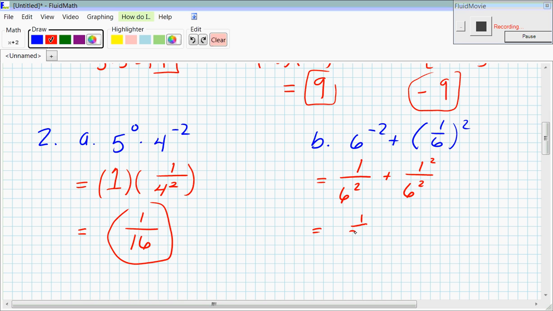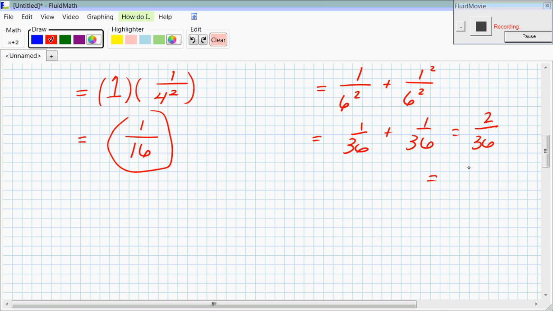Well, that's just 1 over 36 plus 1 over 36. Now, don't forget how to add fractions. How much is 1 over 36 plus 1 over 36? 2 over 36. Does that simplify to something? You got it, right? That's equal to 1 over 18. Awesome.